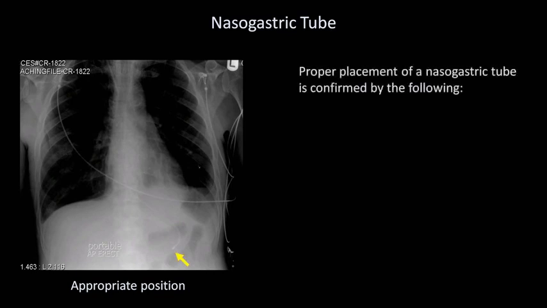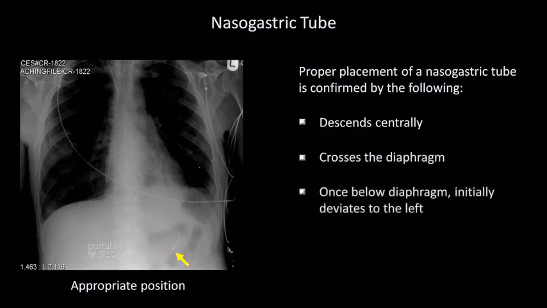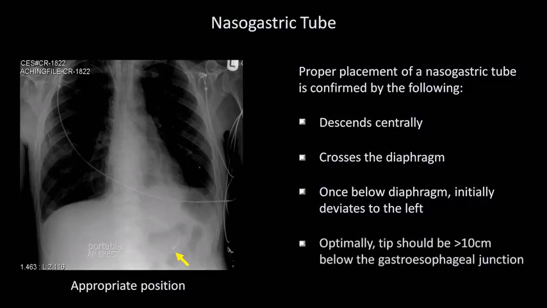Proper placement of a nasogastric tube is confirmed by seeing that it descends through the thorax centrally, it crosses the diaphragm. Once below the diaphragm, it initially deviates to the left, and optimally, the tip should be at least 10 centimeters below the gastroesophageal junction.